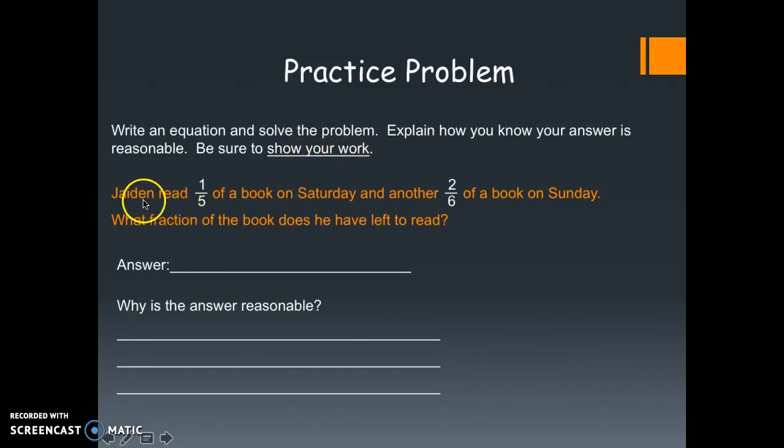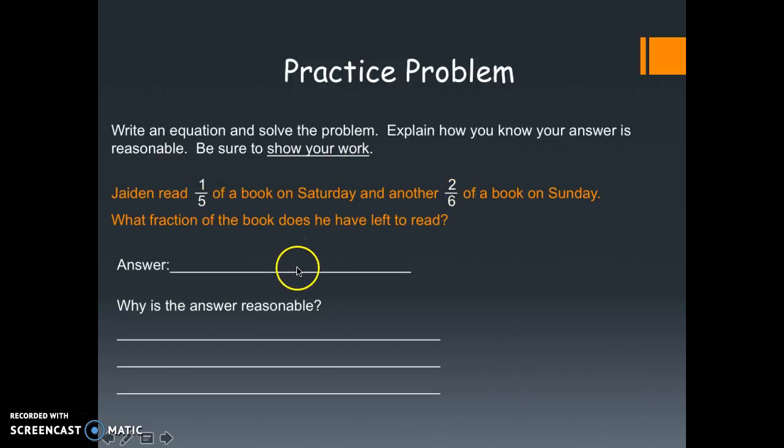So let's look. Jaden read 1/5 of a book on Saturday and another 2/6 of a book on Sunday. What fraction of the book? Now listen, it doesn't say what fraction of the book did he read. It says what fraction of the book does he have left to read? Now remember, a book would be one whole book. So think about that. He's got one whole book. These are the pieces of that whole book that he's read.